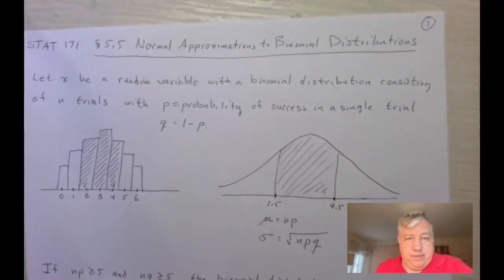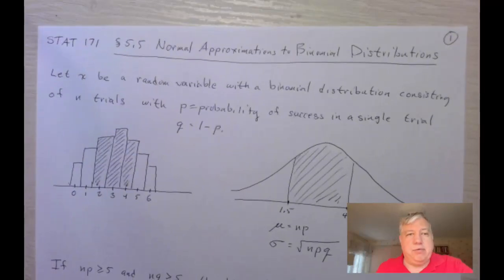Hello everybody. In this video, we are going to wrap up chapter 5, which was about normal distributions. However, this by no means ends our use of normal distributions. In fact, this last section is going to be a nice little application of normal distributions, namely using them to approximate binomial distributions.